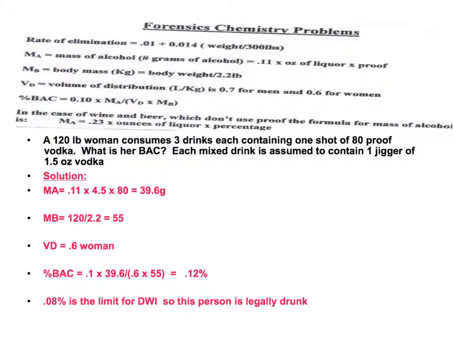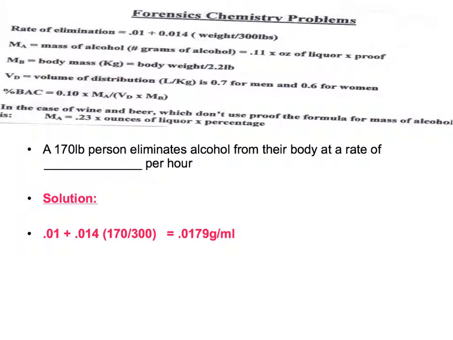Finally, we will take our information and plug it into our formula. We have 0.10 as our standard. We'll multiply that times our mass of alcohol divided by our volume of distribution times our body mass. So here we have our 0.10 times our mass of alcohol divided by our volume of distribution times our body mass, and we get 0.120. Now remember that 0.08 is the limit for DWI, so this person is over the limit.